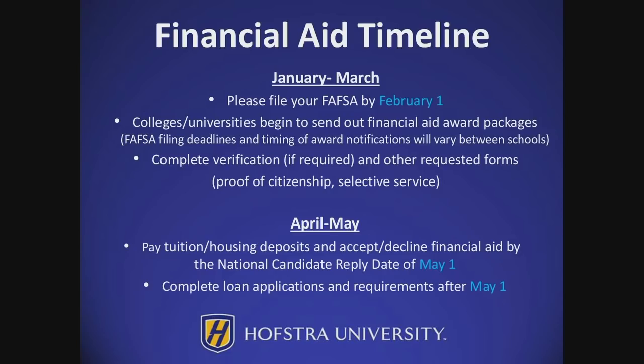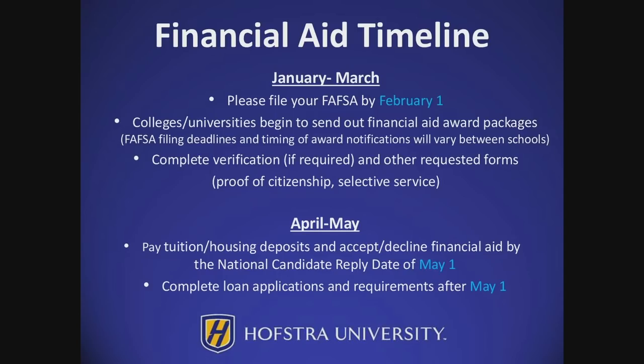January through March of your senior year in high school, please make sure your FAFSA is filed by February 1st. Colleges and universities begin to send out financial aid award packages. The FAFSA filing deadlines and timing of award notifications will vary between schools. Complete verification, if it is required, and other requested forms, such as proof of citizenship and selective service.